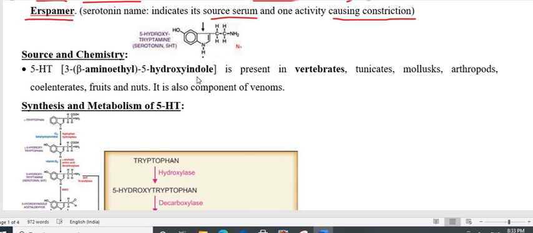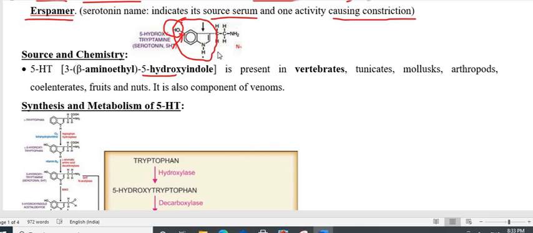Regarding chemistry, you have to go through the structure. So this whole ring is called the indole ring. And with the indole ring, a hydroxy group is present. So the name of this indole is 5-hydroxy indole. Why? Because this is present on the 5 position. So 5-hydroxy indole.